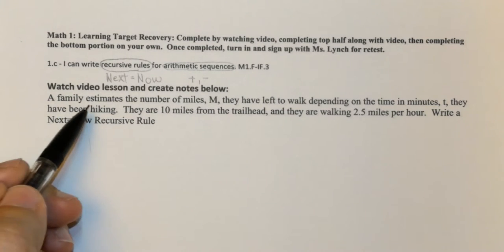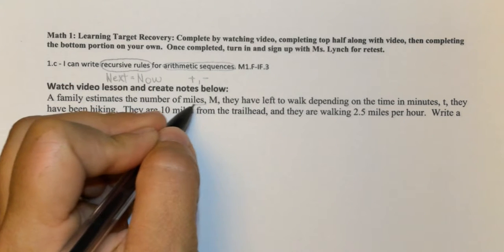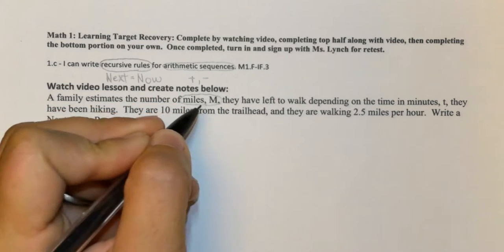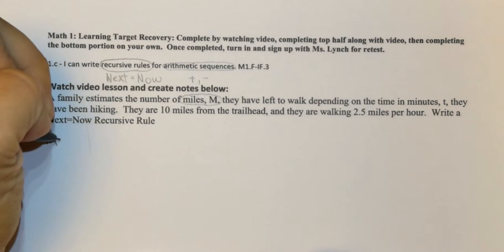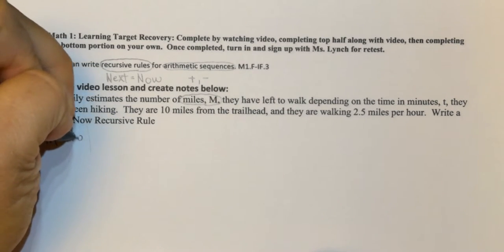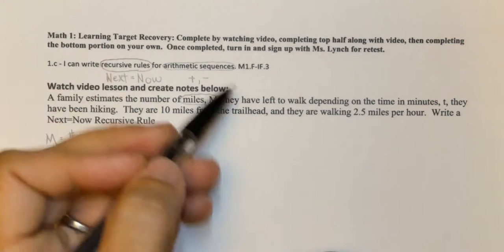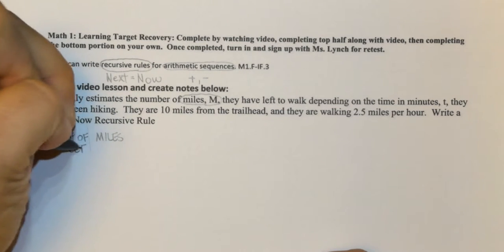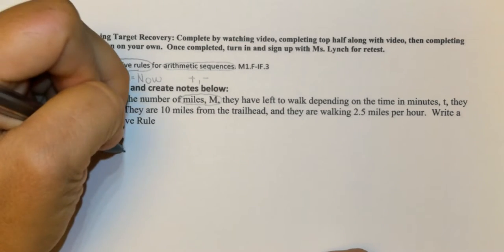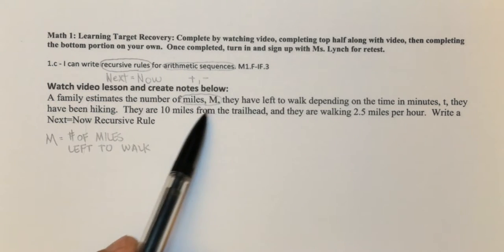Looking here, I've got a family estimates the number of miles, M. So right there, I'm going to circle that. And I'm going to write here, M is standing for the number of miles that they have left to walk. Number of miles left to walk. It's always good to just write down your notes as you're reading through context.